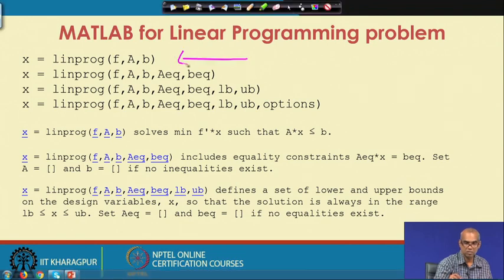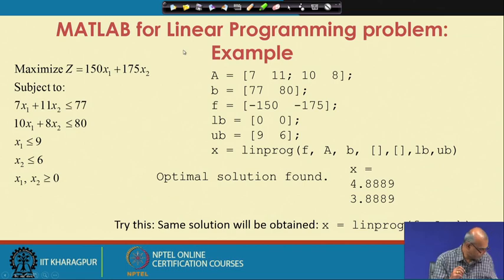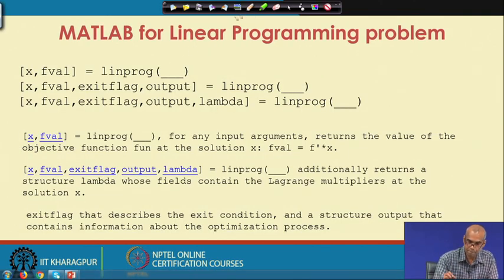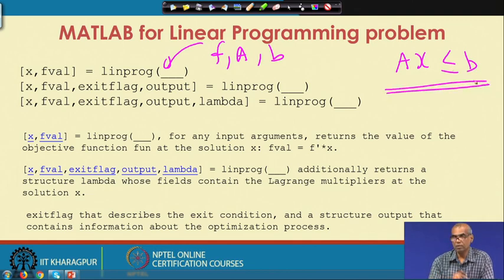this, or you can include the function value here like this. So, here you can put f, A, b. So, that will be the minimum syntax required for a problem with only Ax less than or equal to b type constraints. Otherwise, you go on adding the arguments as per the requirement of your problem.